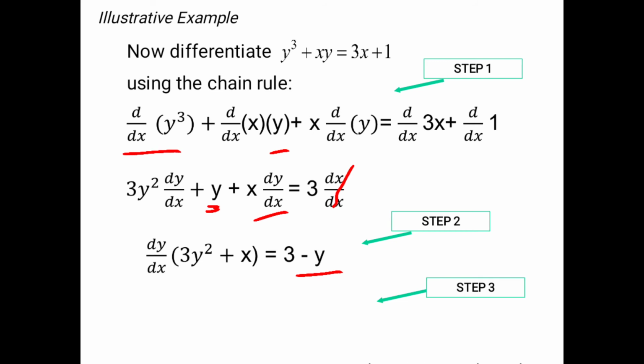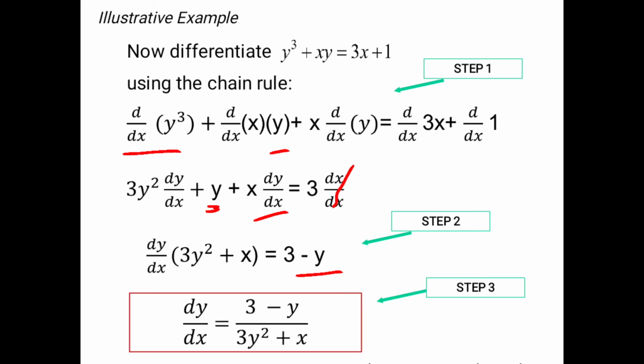Of course, for step 3, solve for it. We are going to divide both sides of the equation by the quantity 3y² plus x, and then also this part of the equation, 3 minus y over 3y² plus x, so that we can get dy over dx alone here at the left side. And our final answer will be dy over dx is equal to 3 minus y all over 3y² plus x.